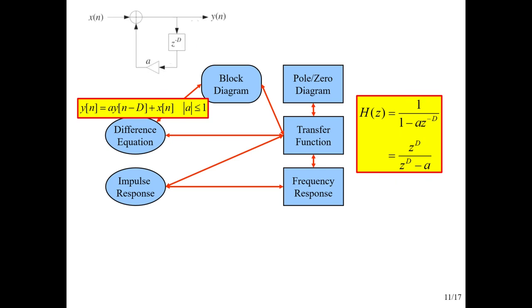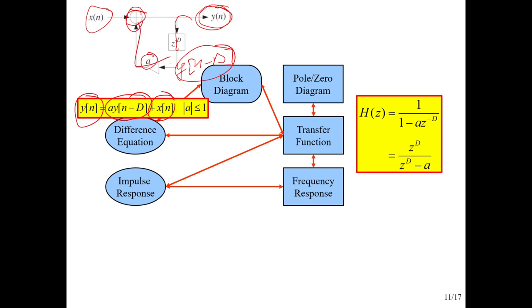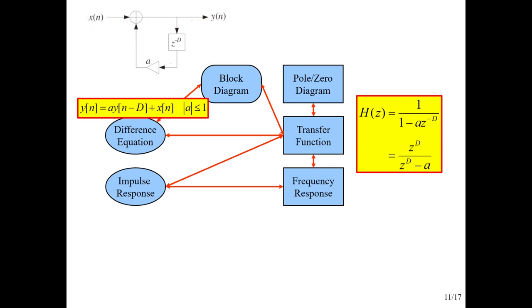From there, we can get the block diagram, right? Y of n, right here, is X of n going into the summer, plus a fed back delayed version of the output. So here's Y of n. It goes through a delay, so the signal here is Y of n minus D. So that gets fed back, multiplied by A, and added in to make Y of n. So yes, that is exactly what we have there.